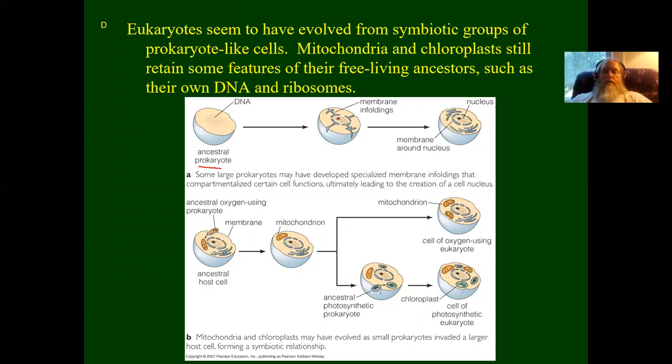But probably the nucleus and other organelles in the eukaryotes developed first from wrinkling inwards of the cell membrane that then ultimately made their own internal membrane enclosing the DNA. So that's where the nucleus probably came from.